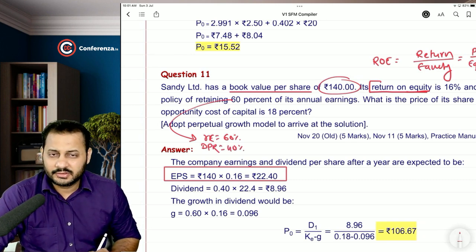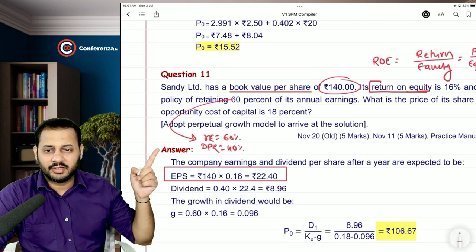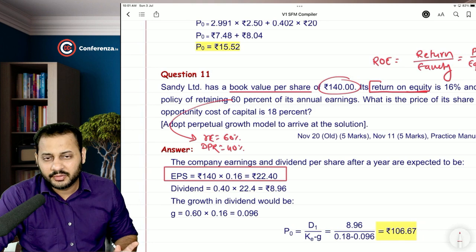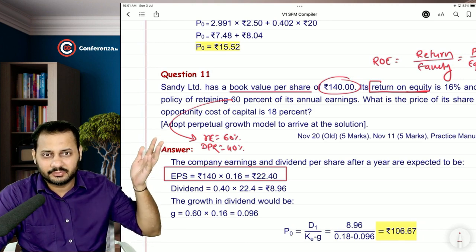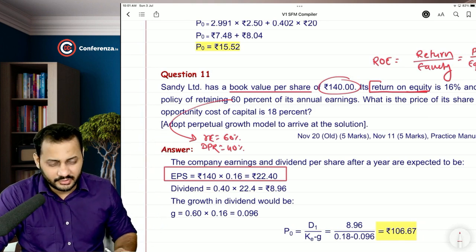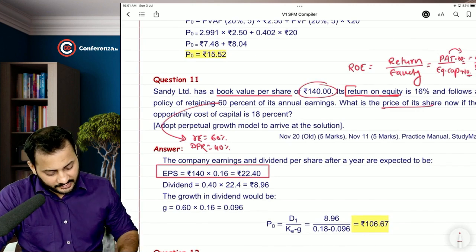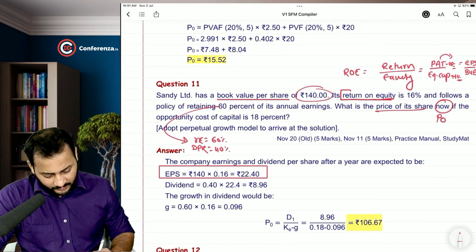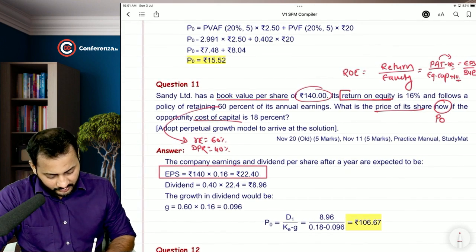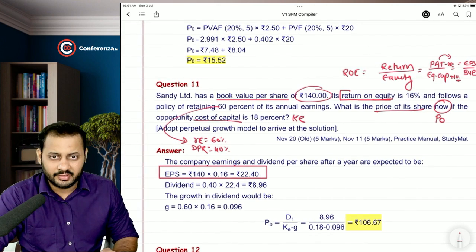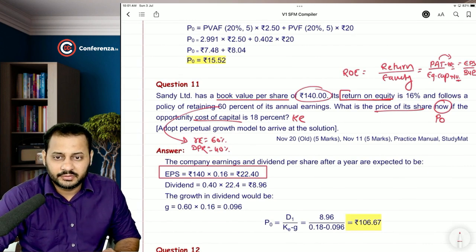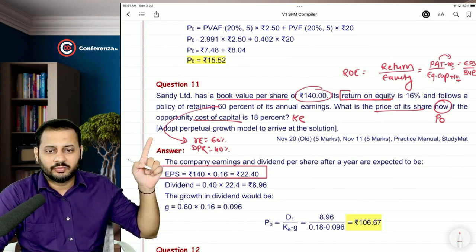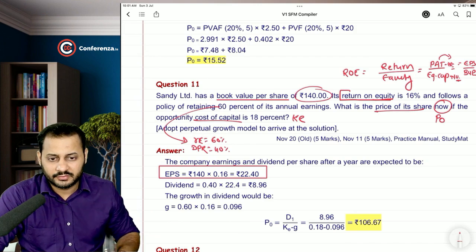As learned by us in the previous question, the total earning is divided into two parts: retained earnings and the dividend payout ratio. So if retained earning is 60%, dividend payout ratio is 40%. Okay, what is the price of the share now, means P0, if the opportunity cost of capital, what do you call cost of capital as? Cost of equity, KE, right, is 18%. Adopt a perpetual growth model to arrive at the solution, and it's very simple.